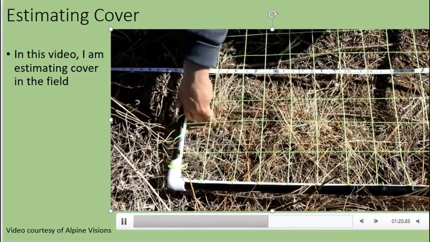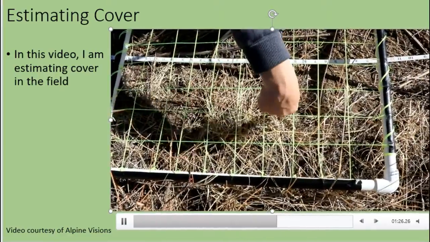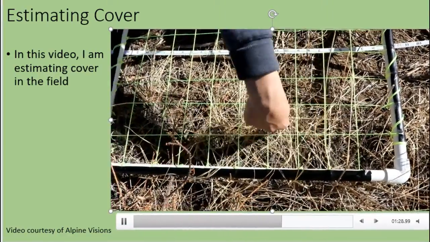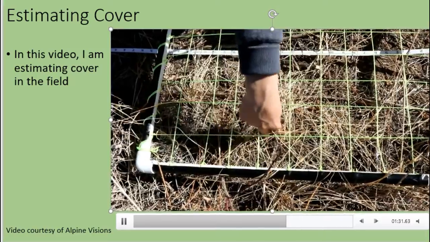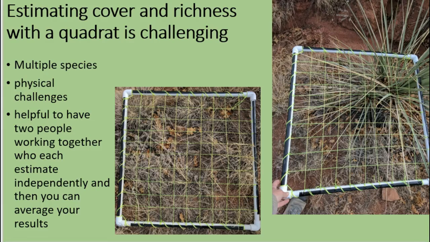If you have a partner, you can be yelling out, yes, no, yes, no. And that partner can be recording these measurements. Alternatively, you can measure them separately and then average your results. Estimating cover is challenging with a quadrat. It is especially challenging once we get into looking at richness with multiple species trying to estimate cover. There are physical challenges to using the quadrat. So for example, here we have lots of yucca in our landscape.